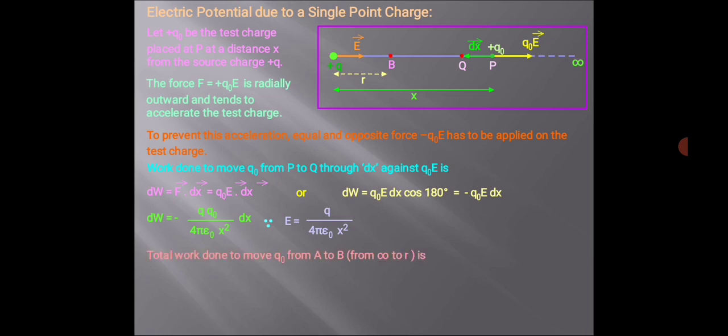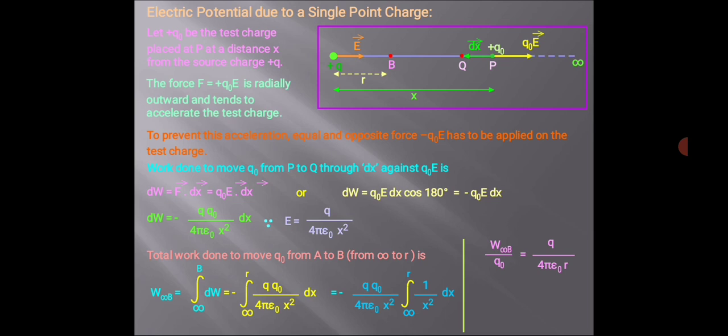So total work done to move Q naught from point A to B, or from infinity to R, work done from infinity to B is equal to integration of dW, lower limit is infinity and upper limit is R, with minus sign, Q naught upon 4 pi epsilon naught x square dx, that is equal to minus Q Q naught upon 4 pi epsilon naught, integration of 1 upon x square dx from infinity to R.